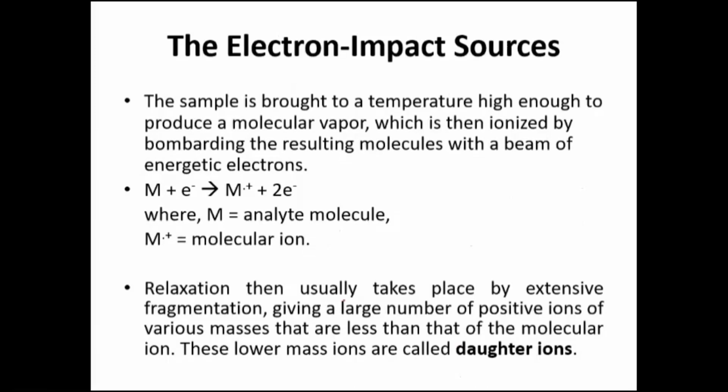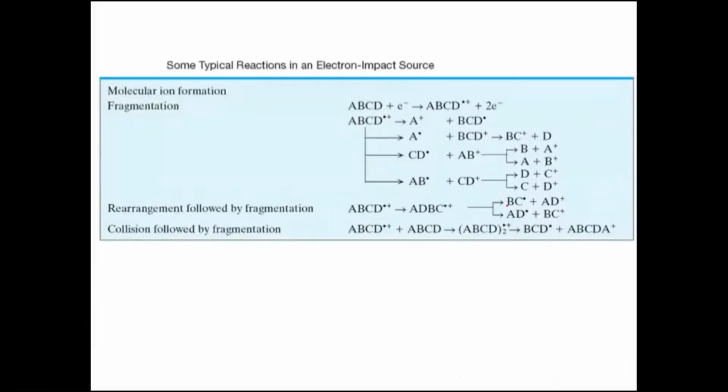So molecule bombarded with electron, you get M plus radical and two electrons. M plus radical is your molecular ion. Relaxation then usually takes place by extensive fragmentation, giving a large number of positive ions of various masses that are less than that of the molecular ion. These lower mass ions are called daughter ions. Since the ionization is extensive, this is a hard source of ionization. This fragmentation we have already seen, so I will not go into this again.